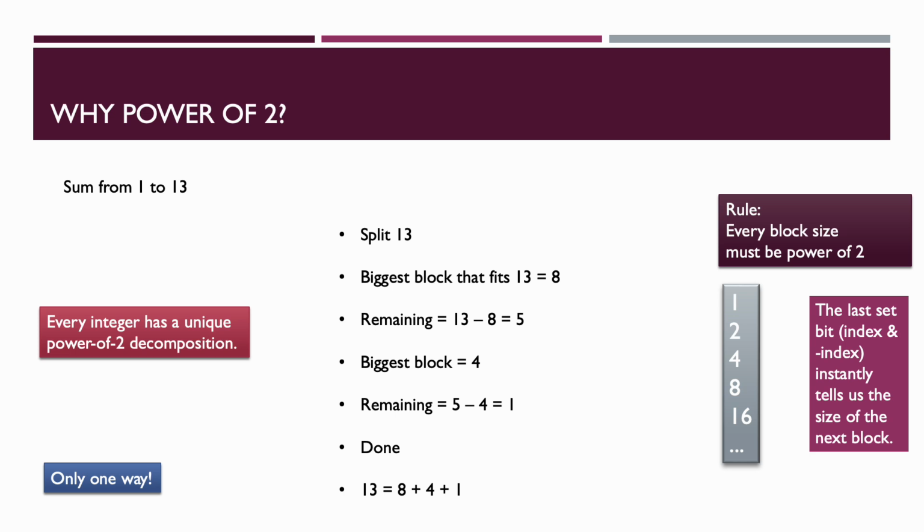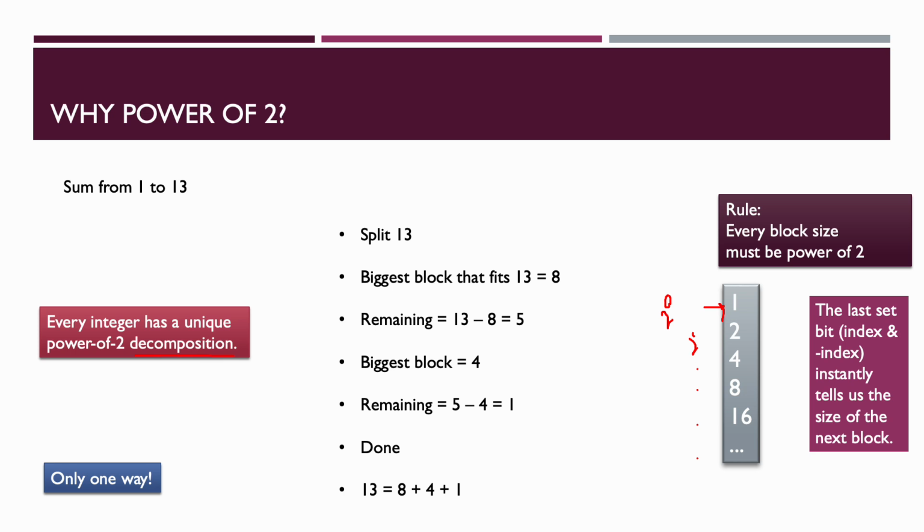So that's why we have power of 2, because every integer has a unique power of 2 decomposition, and we'll see how. So this is the rule: every block size must be 2 to the power of something. Which means the allowed block sizes are 1, 2, 4, 8, 16 and so on, right? 2 to the power 0, 2 to the power 1, 2 to the power 2 and so on. So these are the allowed valid boxes. And every number has a unique power of 2 decomposition. Decomposition is the keyword here. And there's only one way.